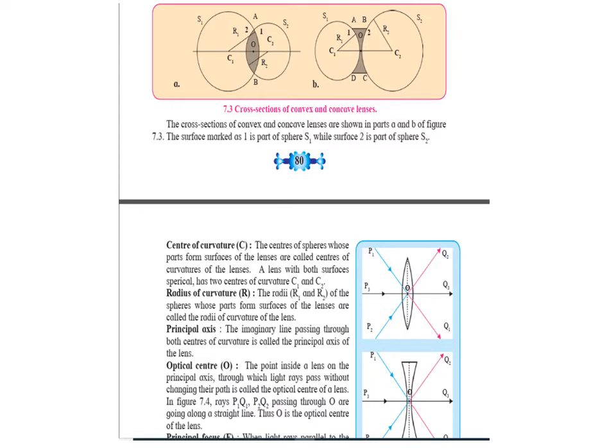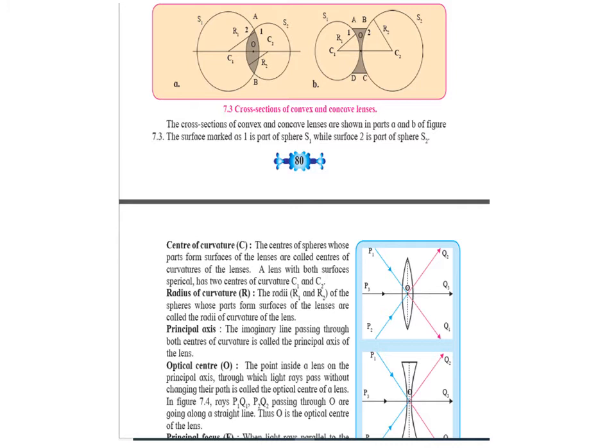Certain definitions related to convex lens as well as concave lens. If you look at the diagram 7.3, the A part is showing how a convex lens is made. It's overlapping two spheres, and if you cut the arcs and form them, you get a biconvex lens. Similarly, the B part is showing a biconcave lens.